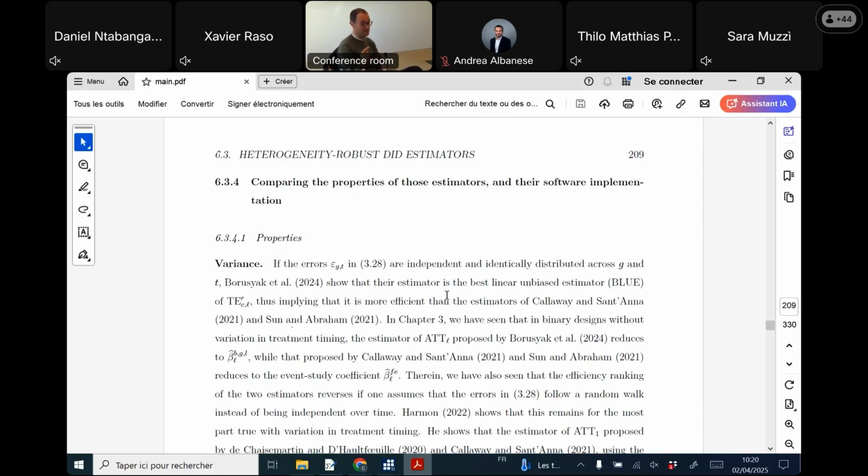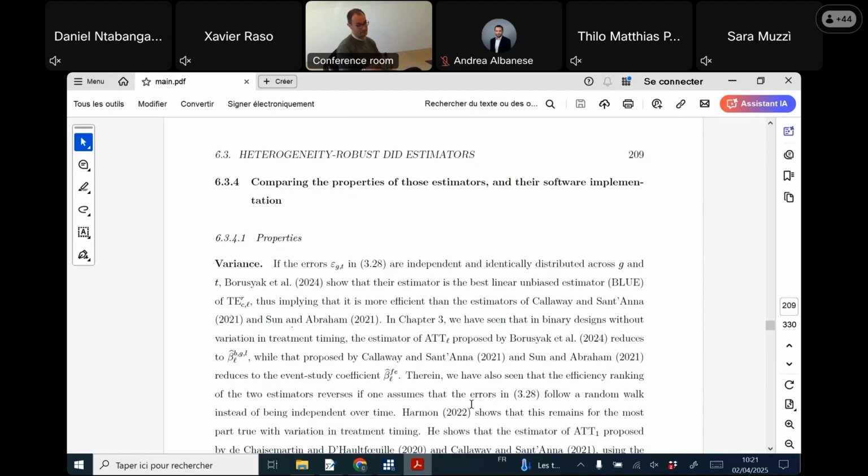So in that chapter, we have seen that the efficiency ranking between the imputation versus diff-in-diff actually is highly dependent on the assumption we make about the errors. Because if instead of assuming that the errors are not serially correlated at all, we assume very strong serial correlation, namely we assume a random walk for the errors, then actually it's the diff-in-diff estimators that become the BLUE, and then the diff-in-diffs are more efficient than the imputation estimators. This was a result coming from this paper by Harmon 2022.